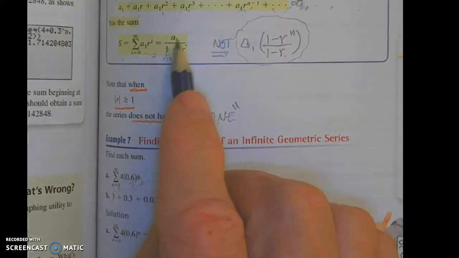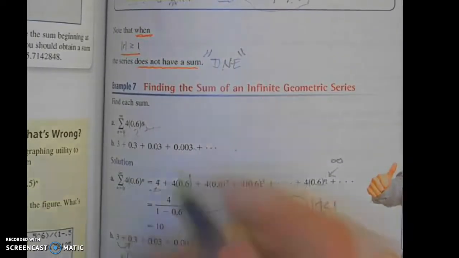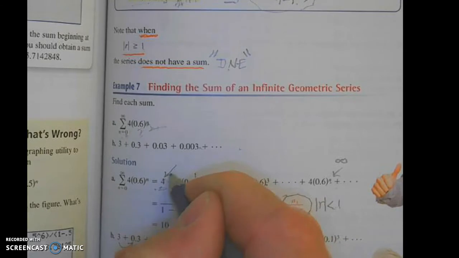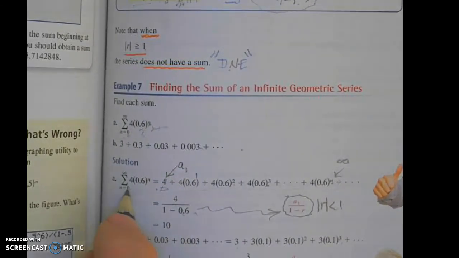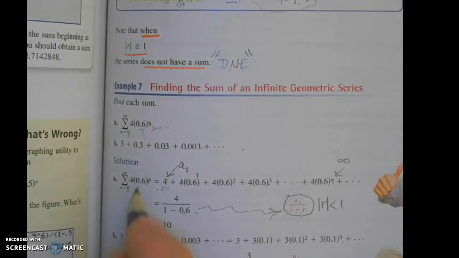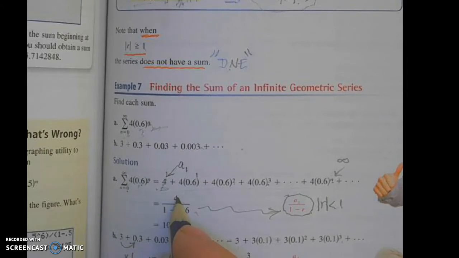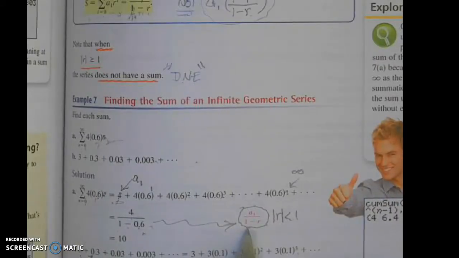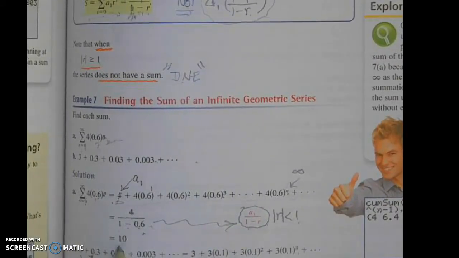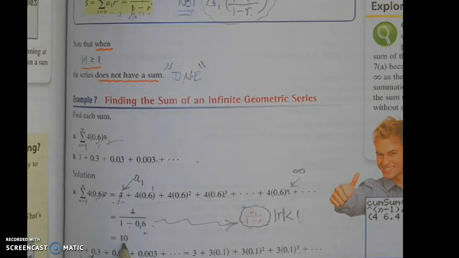So we go back up to our formula. We put a sub 1, the first term, on top. Look at the a sub 1 term. Notice this is our a sub 1. And when you're figuring out a sub 1, that means you're going to start at 0, plug it in there. 0.6 to the 0 is 1. 4 times 1 is 4. So that's a sub 1. Then 1 minus the common ratio. Now when you do the math on that one, using this formula, because r is less than 1, you end up with an answer of 10.